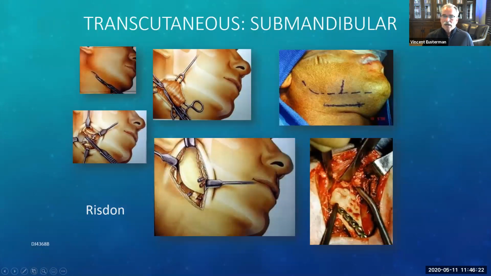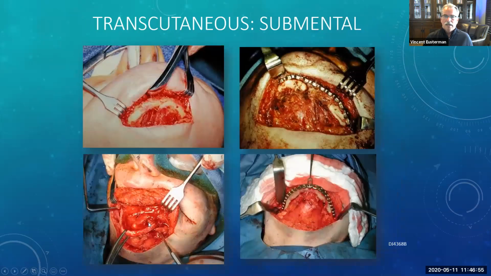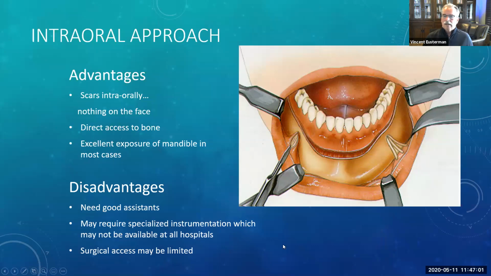The submandibular approach is also an excellent approach, and it has the potential for nerve injury to the marginal mandibular nerve, but again, this is an excellent approach, and the scar is nicely hidden below the mandible. If you are concerned about injuring the marginal nerve, you can make a lower incision and elevate it to get to that site. Submental transcutaneous. So these are all external approaches.